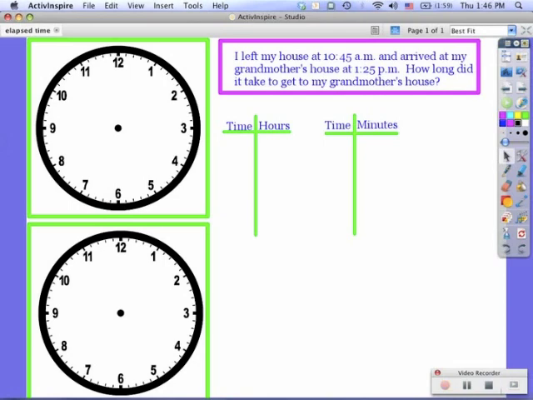I have a start time and I have an end time. And I have three different strategies listed up here. We have the regular clock, which the start time is 10:45.